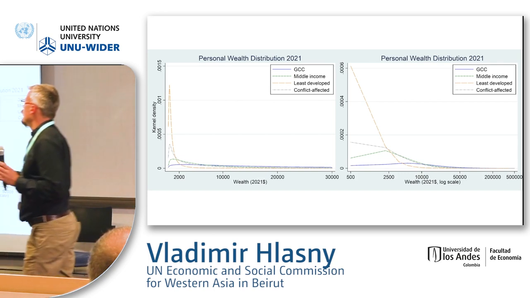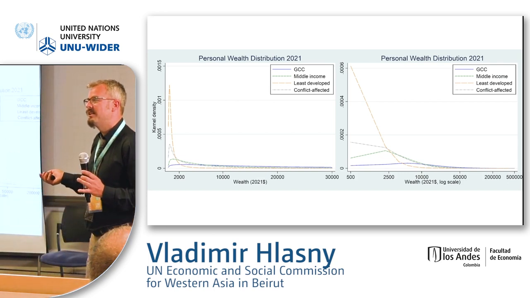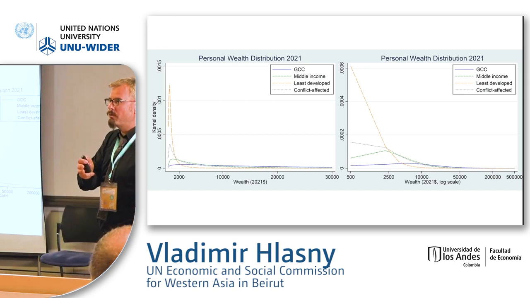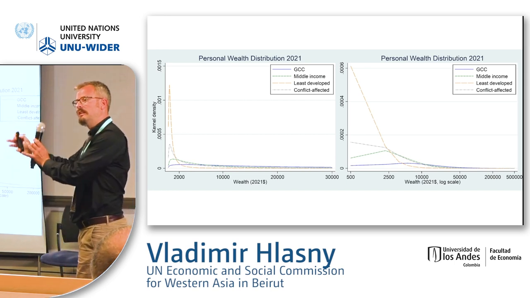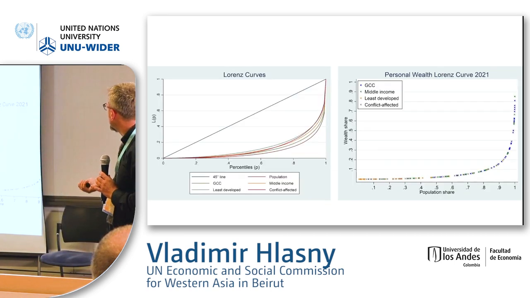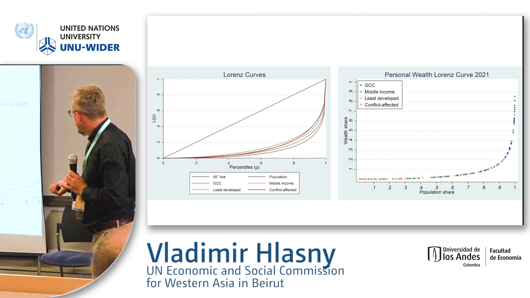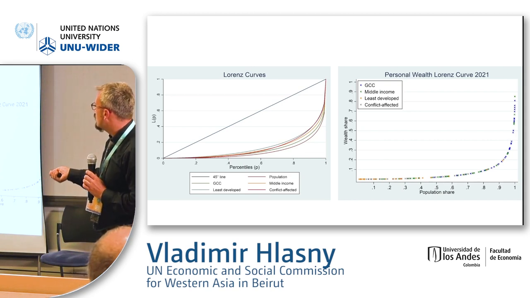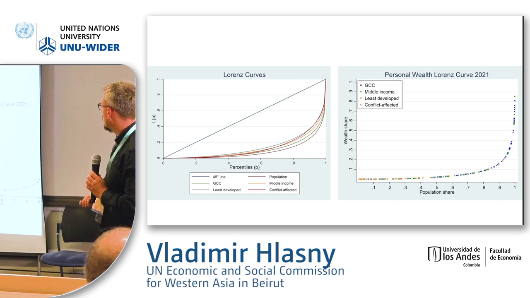We see huge differences in the wealth distribution across Gulf Cooperation Council, middle-income countries, least developed countries, and conflict-affected countries in the region, to the extent that these are the Lorenz curves for individual sub-regions. We can see a lot of inequality in this.